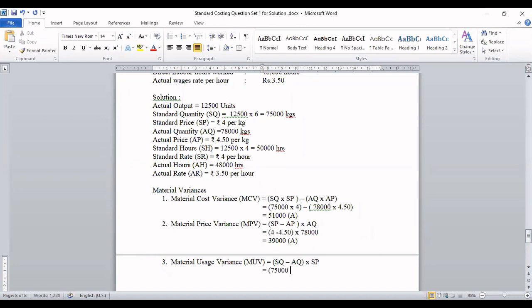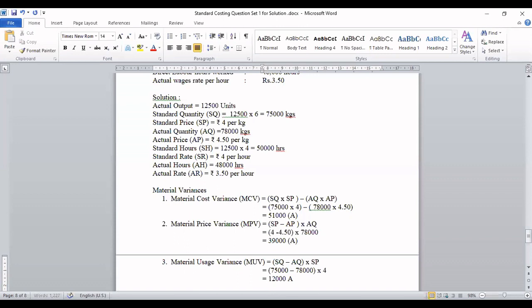75,000 minus 78,000, into 4. Students first say 13,500 adverse, but after cross checking, the answer is 12,000 adverse. Okay. You can cross check with the verification formula, which we will do later. We'll do both verifications together.